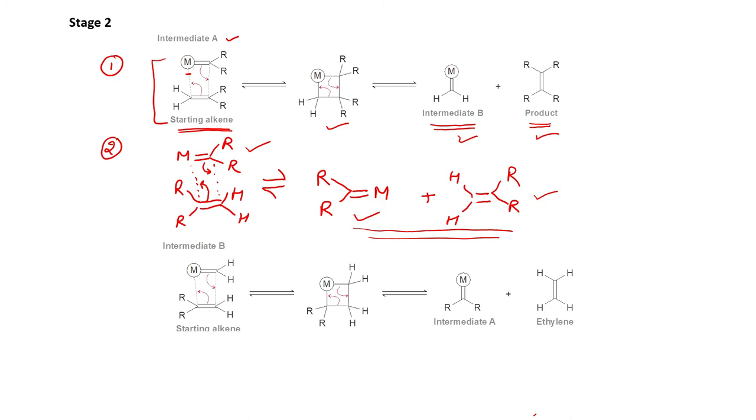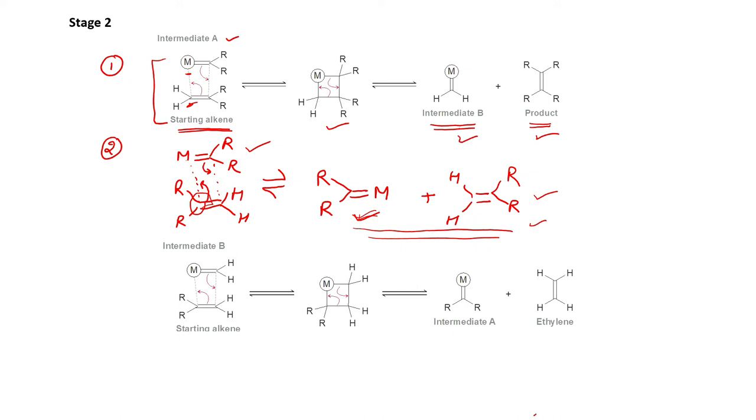So there are two cases. In the first case, your metal is going with the carbon having less substitution, and you are getting your intermediate B and product. In the second case, your metal is going with the highly substituted carbon atom, and you are getting your starting material back. One is the metal alkylidene and the other one is the alkene. You are getting your starting material back.